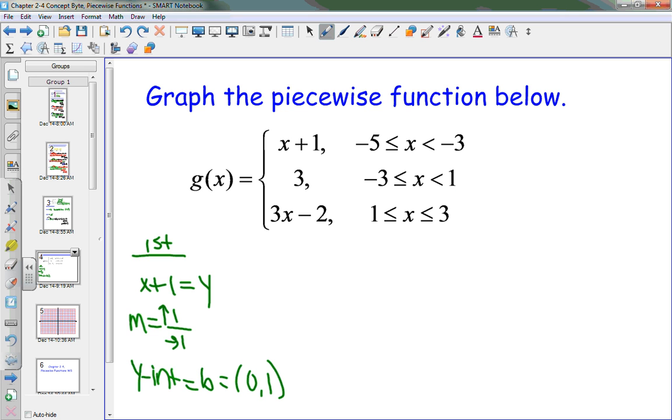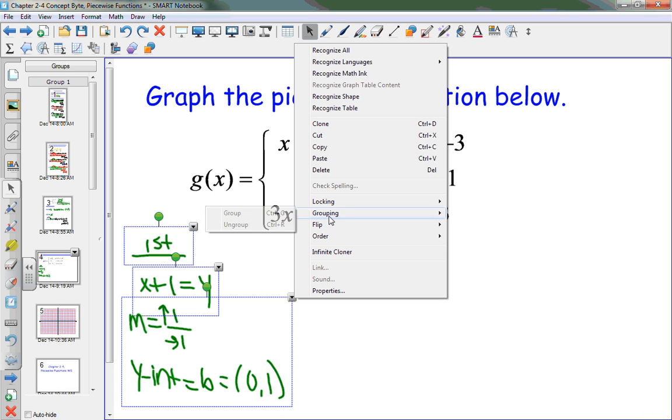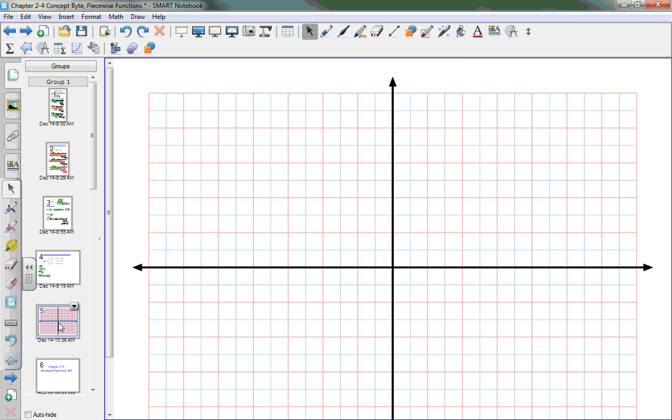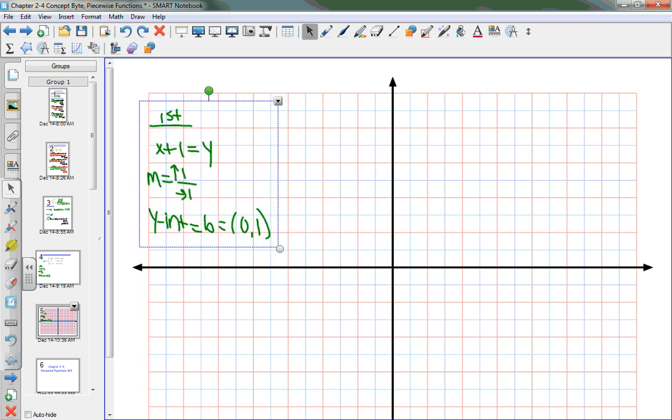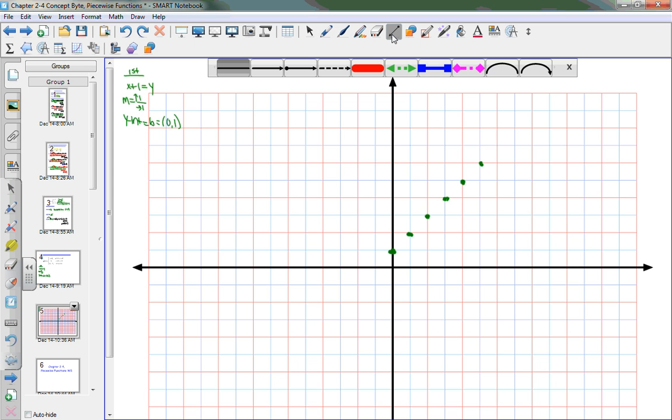Well, I got a lot of information out of that. So what I'm going to do is I'm going to actually go over to the next page here. I group this together, copy it, and I'm going to go here, and I'm going to paste that in. This is my first equation. So I need to graph this point starting at 0, 1, up 1 to the right 1, up 1 to the right 1, and so on. So there's my equation.